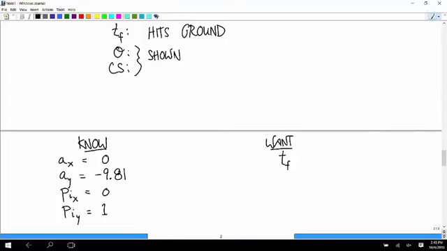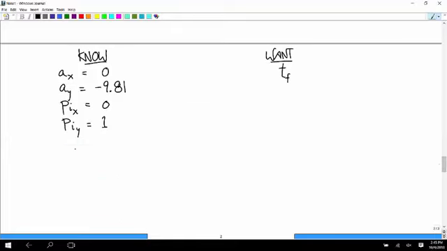Do we know anything about the final position? We do know something about it. We don't know everything. We don't know how far away it's going to hit. It's going to hit a long way away. But we do know what the height is going to be when it hits the ground. What's that? 0. So PFY is 0.